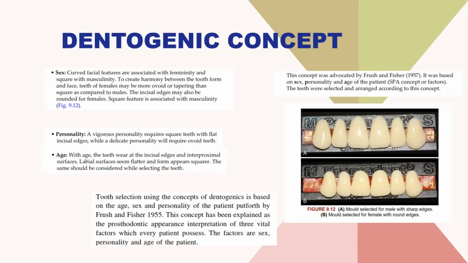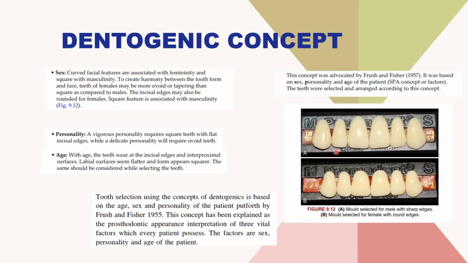The most important concept regarding teeth selection, mainly anterior teeth selection, is the dentogenic concept. It is otherwise known as the SPA concept. So tooth selection using the concept of dentogenics is based on the age, sex and personality of the patient, put forth by Frush and Fisher in 1955. This concept has been explained as prosthodontic appearance interpretation of 3 vital factors which every patient possesses. These factors are sex, personality and age of the patient.